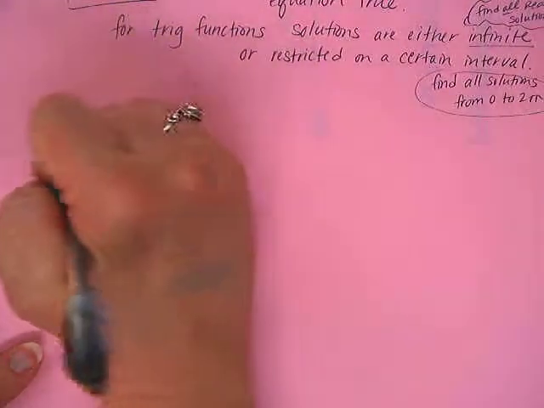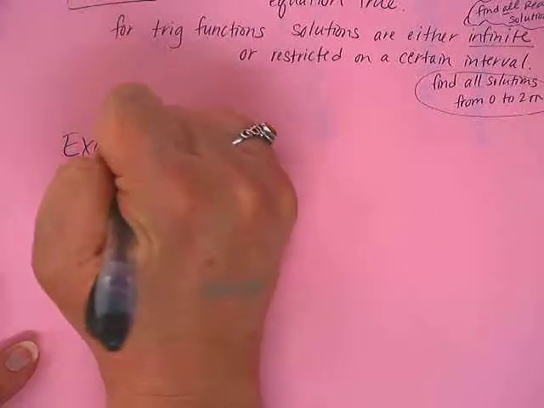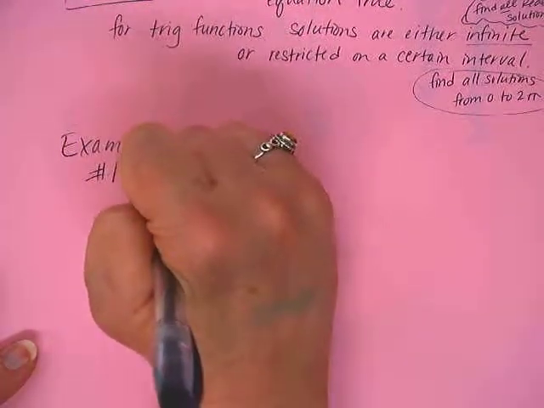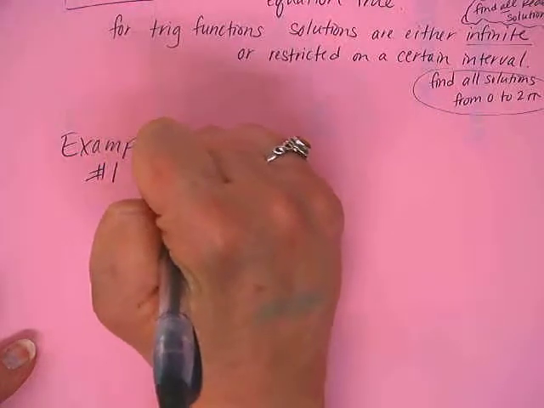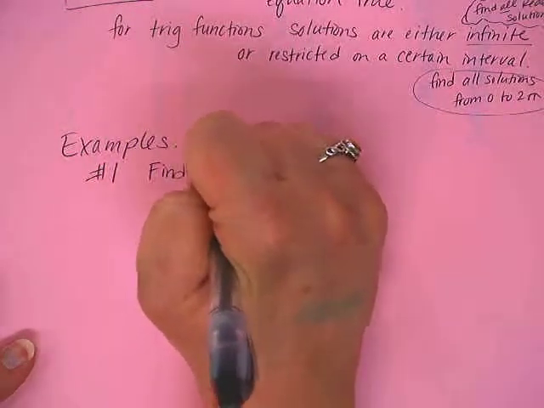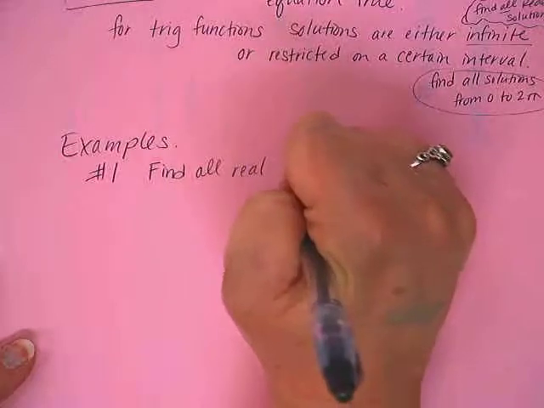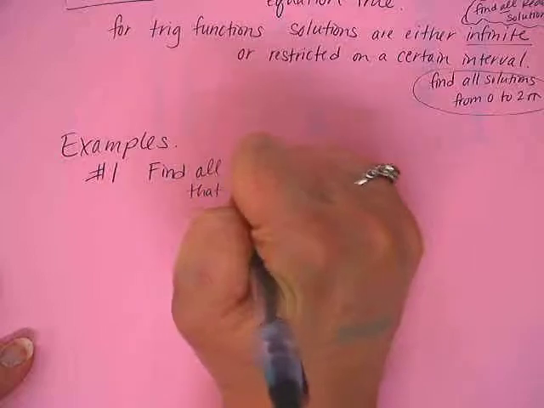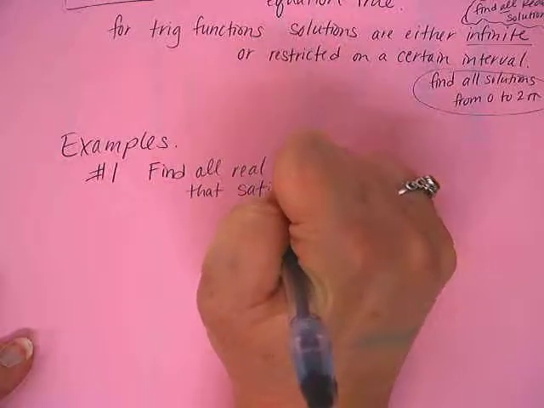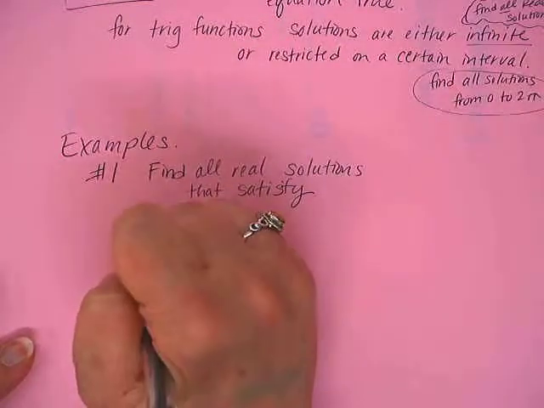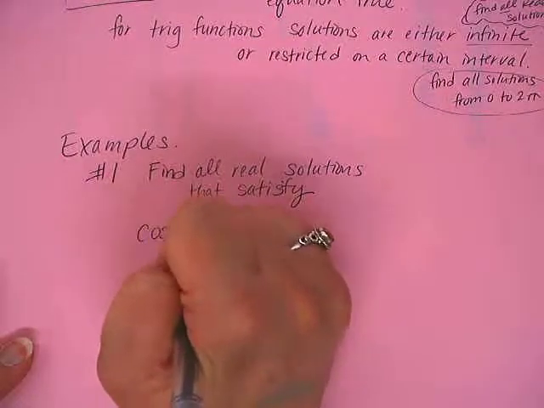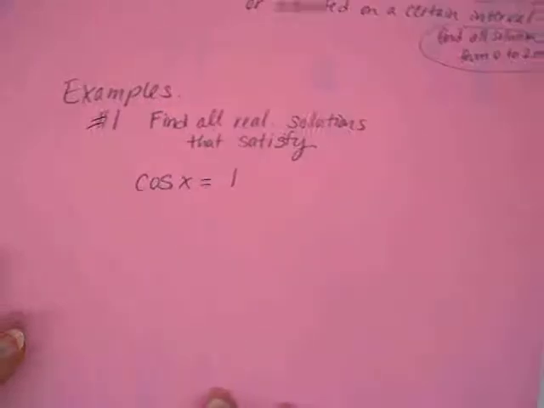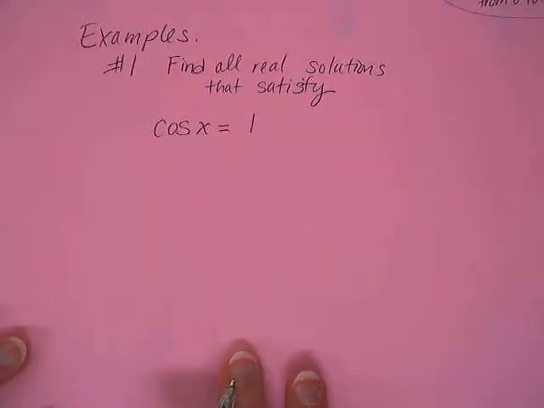Okay, let's do an example. Examples. Find all real solutions that satisfy the equation cosine x equals 1.